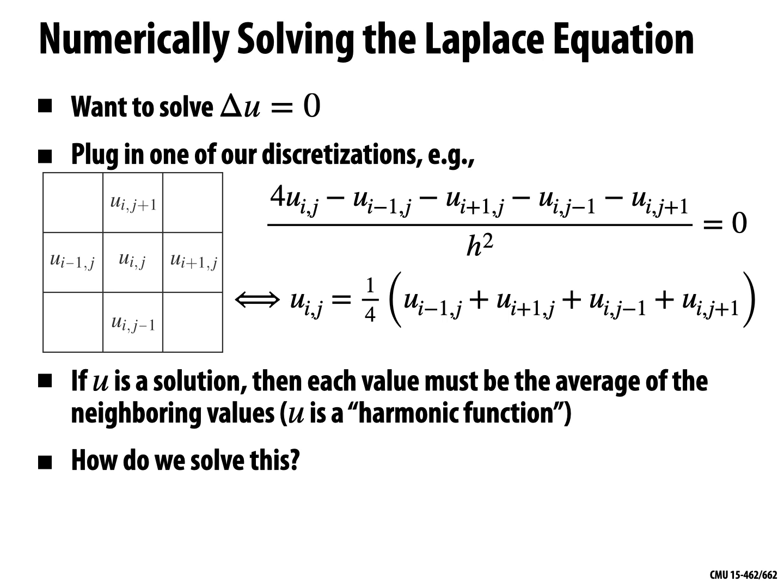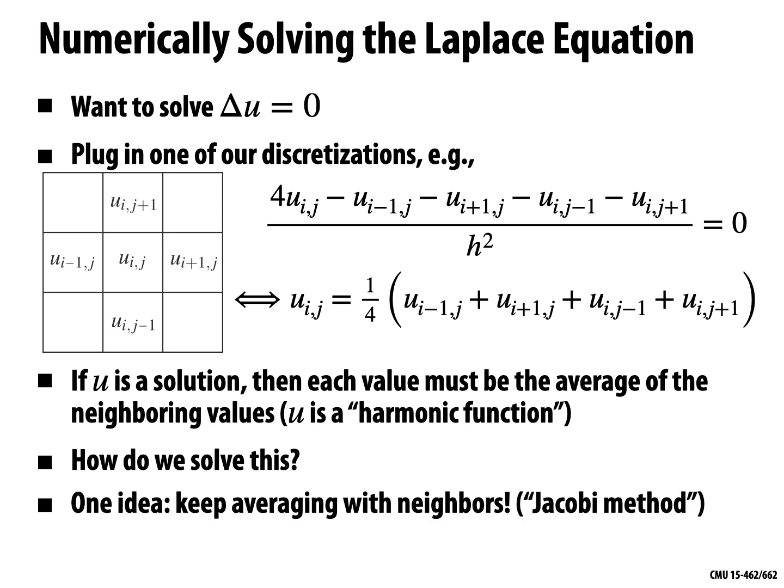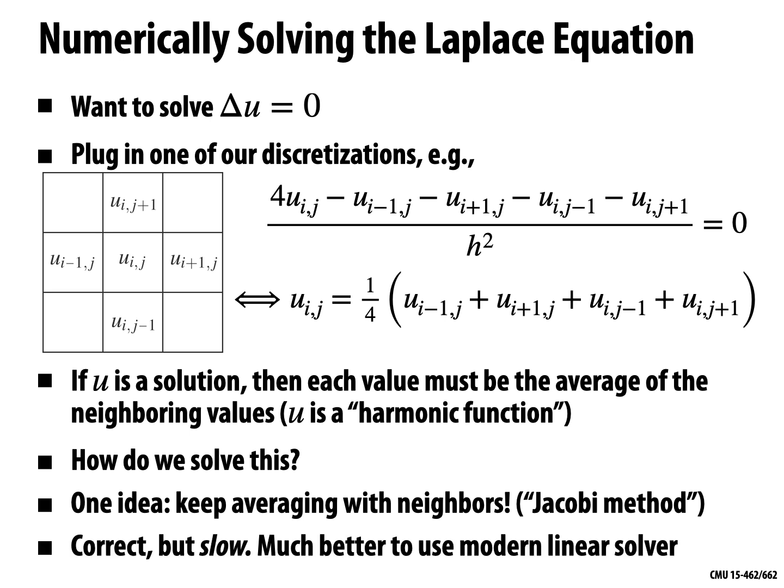Well, there's a natural thing that's pretty tempting to try, and actually it works. You could just keep averaging your value with the value of your neighbors. Go to every grid cell and replace that value with the average of the neighbors. If you do that enough times, it will converge to a harmonic function. This is called the Jacobi method, Jacobi iterations. This is correct, but it's really, really slow. It's going to take forever, especially on a really big grid, to converge to a solution.